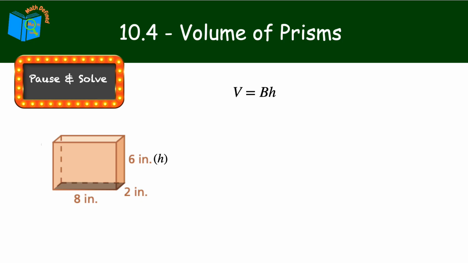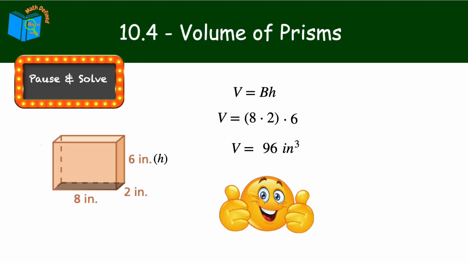All right, first find the area of the base by multiplying length times width. And then the height of the prism is 6 inches. Multiplying these dimensions, we get a volume of 96 inches cubed. One nice thing about finding volume is that there are way fewer calculations than finding surface area. Wouldn't you agree?